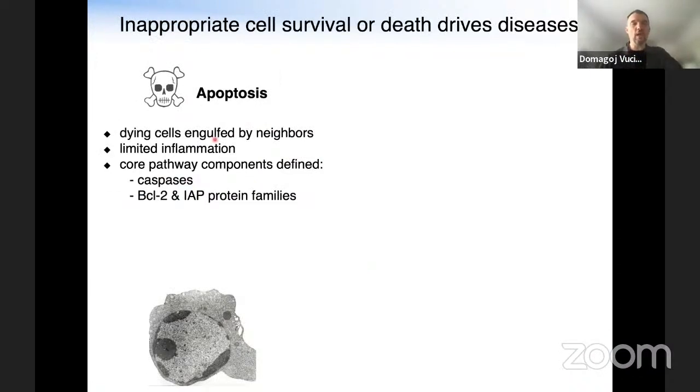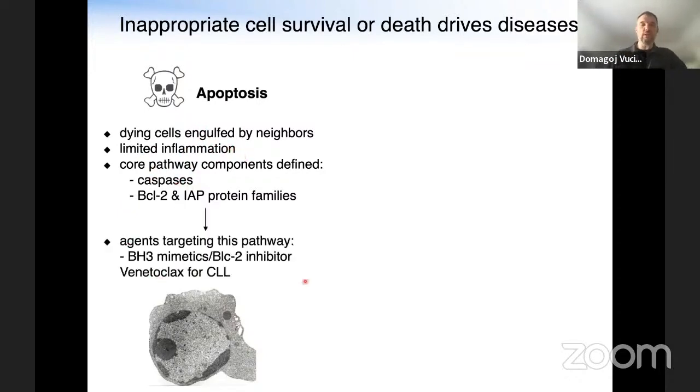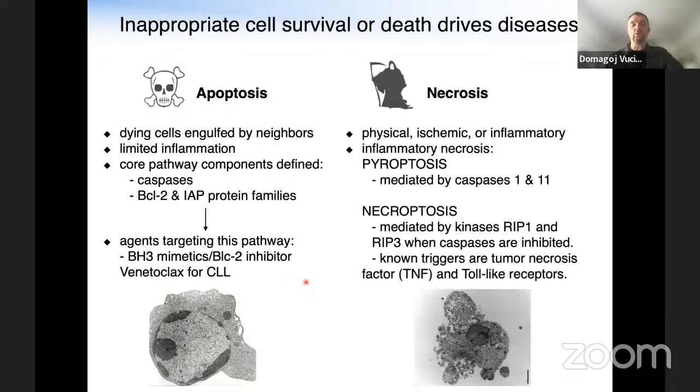And I described so far apoptosis, how we have this cleaner form of cell death, core components defined. We have drugs like Venetoclax here, but there is another form of cell death called necrosis, and it was believed to be the default pathway. But now we know there are various forms there: physical, ischemic, or inflammatory. And inflammatory can be either pyroptosis, which means caspases 1 and 11, or necroptosis, mediated by kinases RIP1 and RIP3, mostly when caspases are inhibited or not activated. And I'll talk mostly about necroptosis and its interaction with apoptosis in the context of inflammatory diseases.